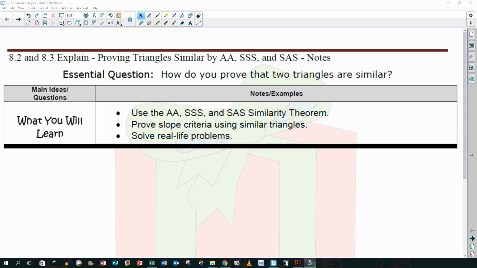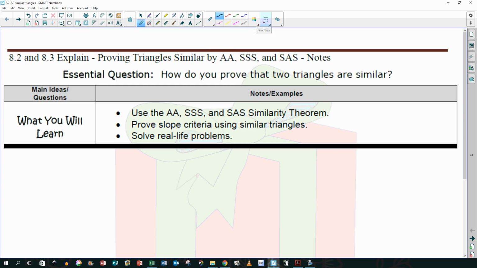All right, so here we go, 8.2 and 8.3, which is proving triangles are similar by angle, angle, side, side, side, and side, angle, side. Now, these notes are very similar to being congruent, except you have fewer theorems. That's why we did all of this together, because it made sense.